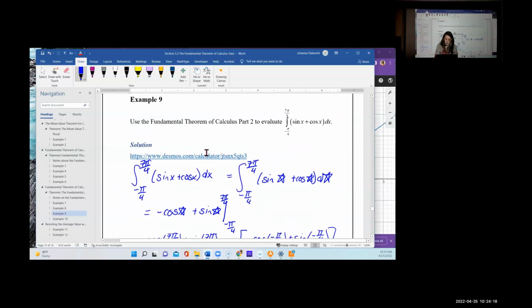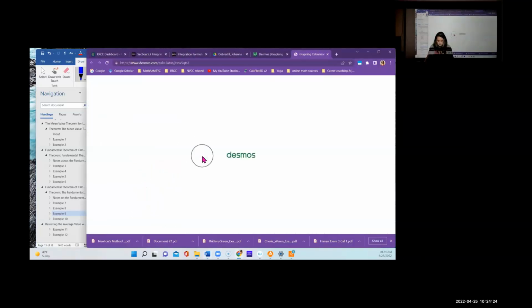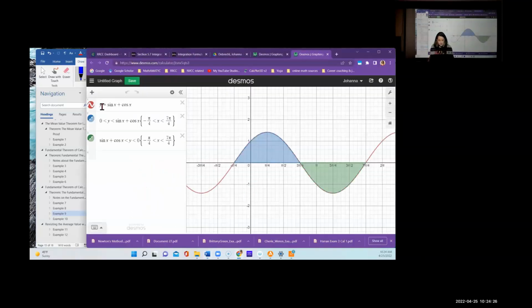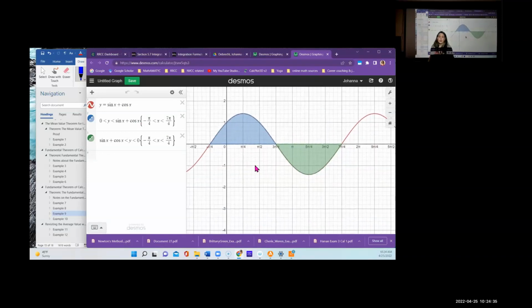Let's take a look at the graph using the link that you see right here. Look at the graph, sine x plus cosine x, graphed between negative pi over 4 and 7 pi over 4. What do you notice about the area between the curve and the x-axis? It's the same amount above the x-axis as you have below the x-axis. Remember that area that's above the axis is considered positive, and area that's below the axis is considered negative.